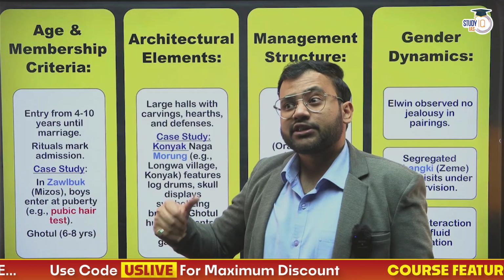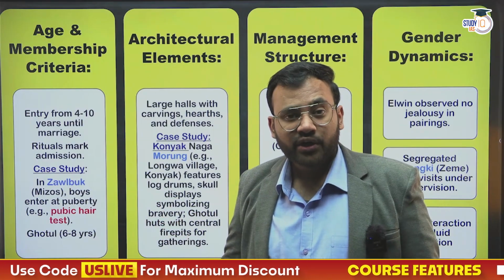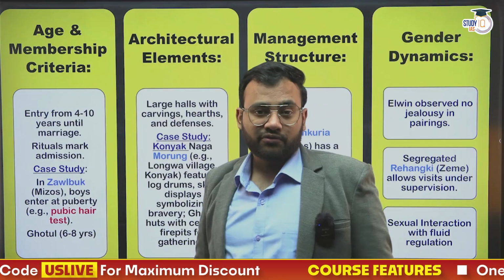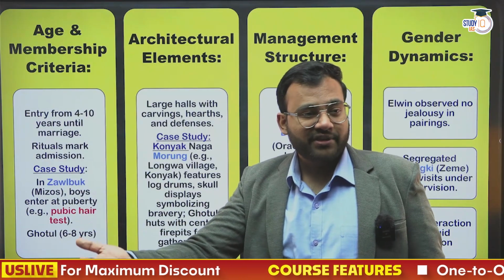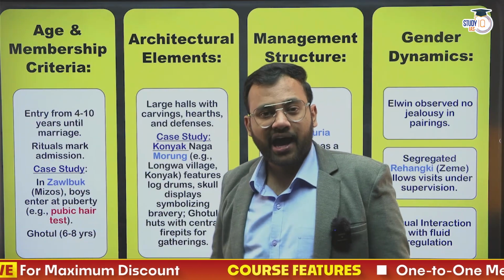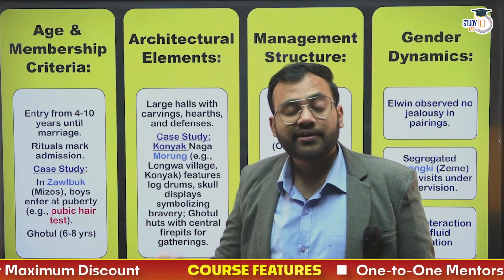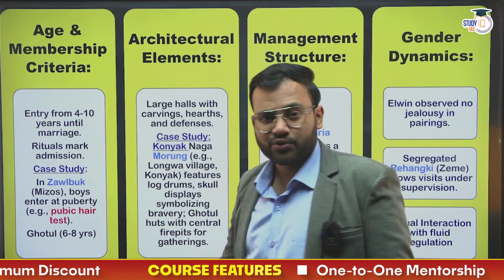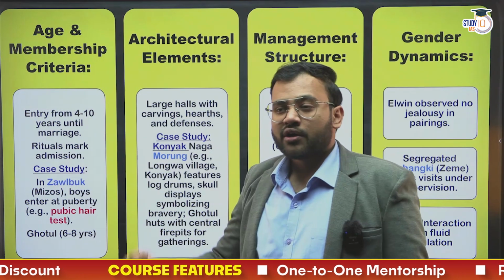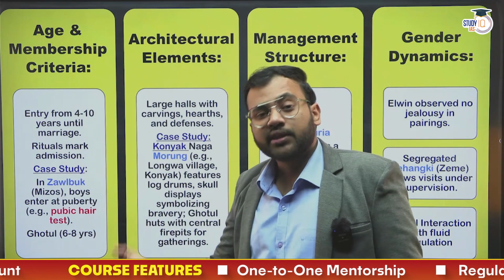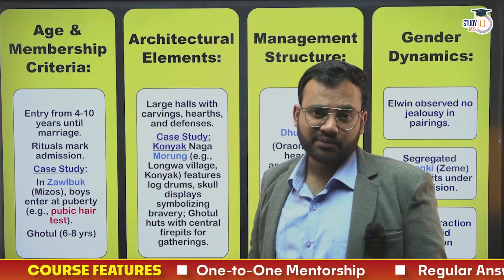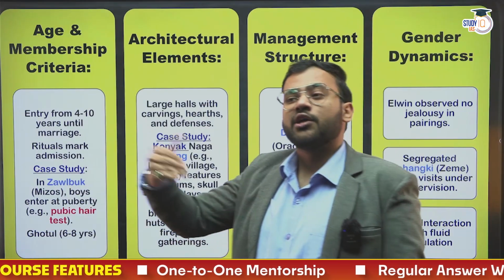Specifically, there is a test also seen to check whether they are eligible or not. For example, in the educational institutions of modern Western societies and even our educational institutions, there are entrance tests. But among the Mizos, the youth dormitory of the Mizo, when the boys are supposed to be admitted, the pubic hair test is seen, because pubic hair marks the beginning of puberty.